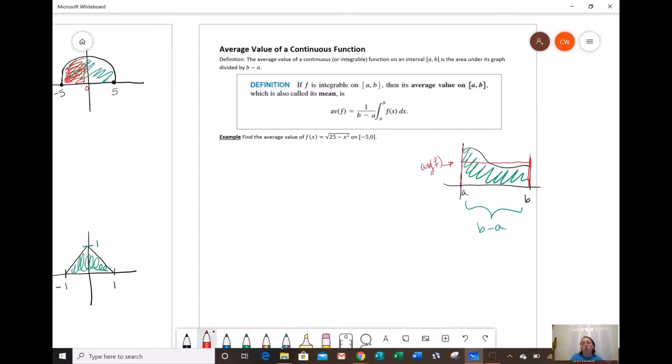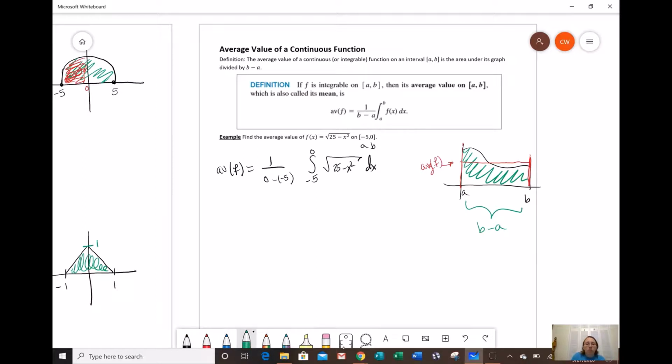So the function takes on all these numbers. So somewhere in there is an average that it would be. All right, so how do we find the average? Well, right here. So the average for this function f is 1 over b minus a. So this is our a and our b. So 0 minus a negative 5 times the integral from negative 5 to 0. You always go in order unless it tells you a specific order. From negative 5 to 0, square root of 25 minus x squared dx.